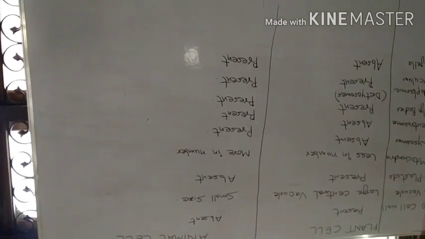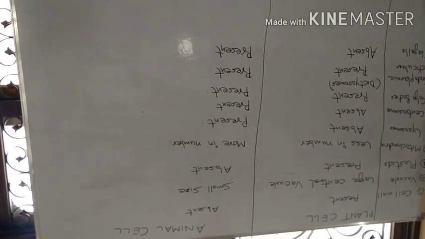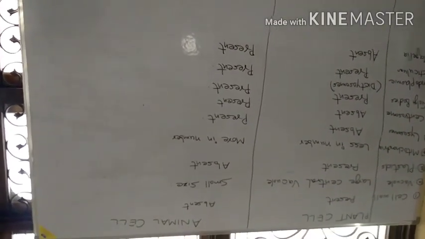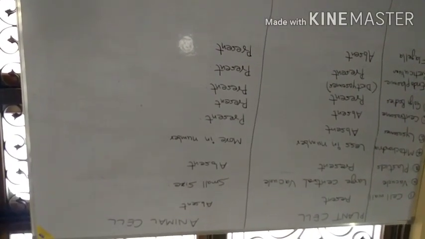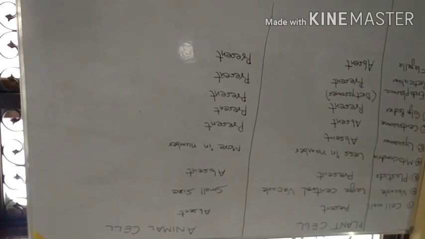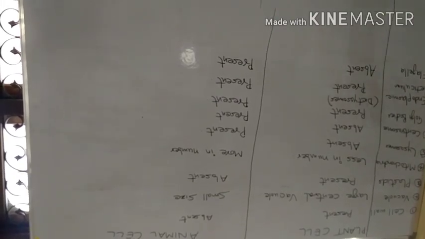Any doubt? So in this way, comparison is done between plant cell and animal cell. These are the points which we can discuss when we are discussing plant cell and animal cell. Now this portion of plant and animal cell comparison is complete. In the next lecture we will see the difference between prokaryotic and eukaryotic cell.